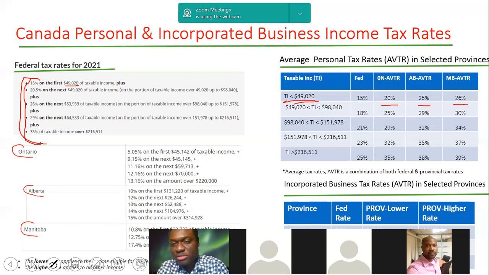But for people that earn within this range, between 49K and 98K, your taxable income is within this range. You'll notice that in Ontario, $1 out of $4 is paid back to the government. So you pay 25% of your taxable income as a combination of the federal and the provincial tax. In Alberta, it's close to 30%. In Manitoba, it's close to 30%.